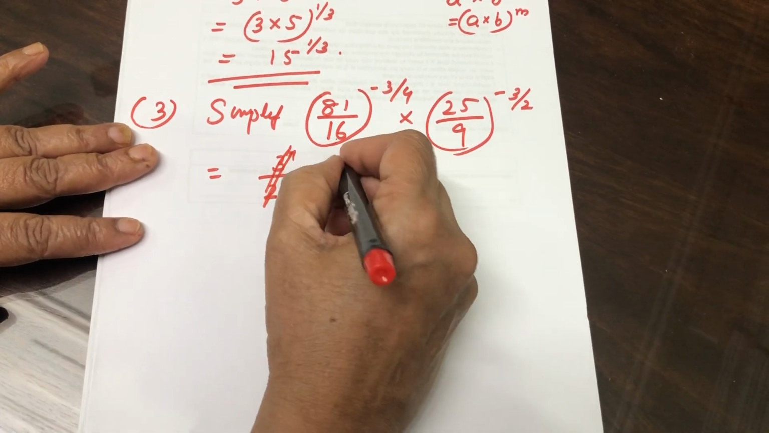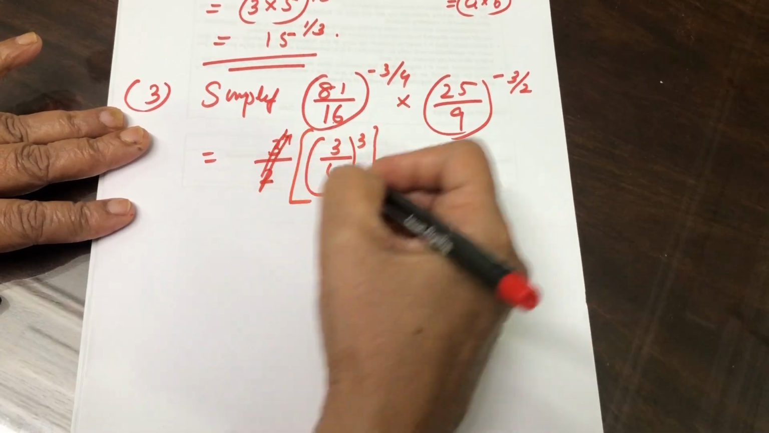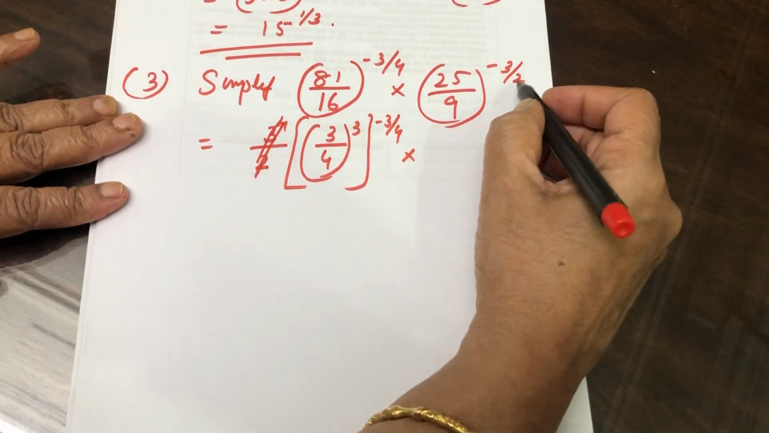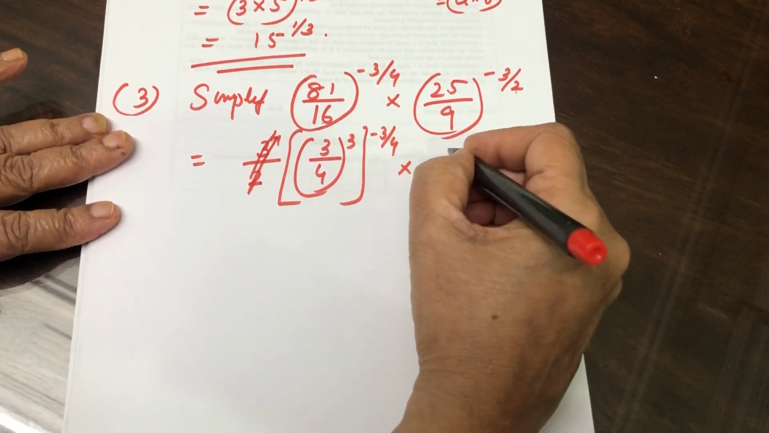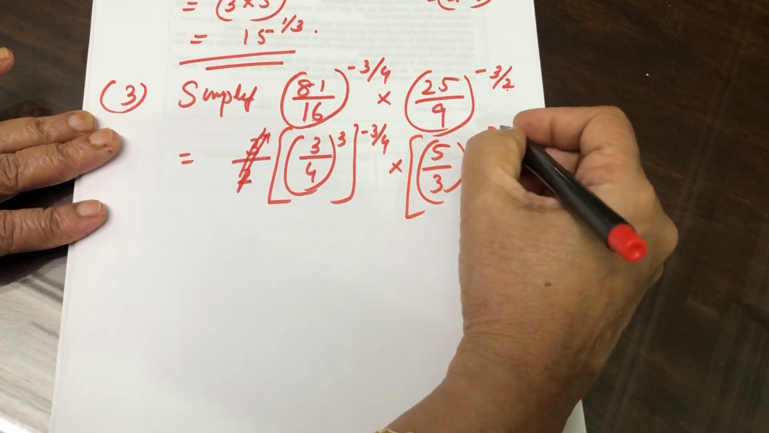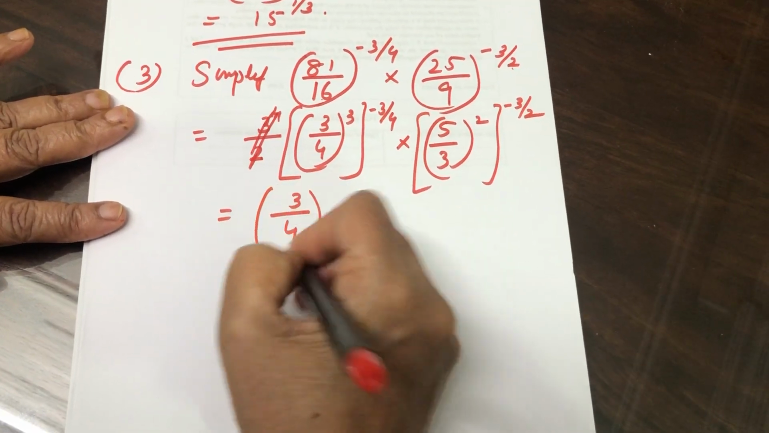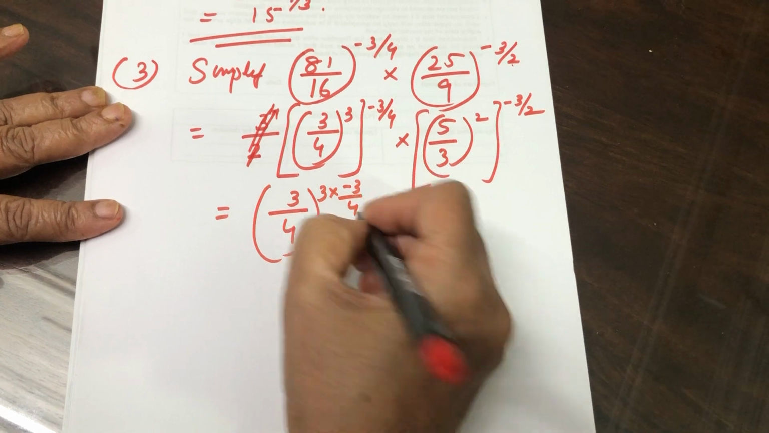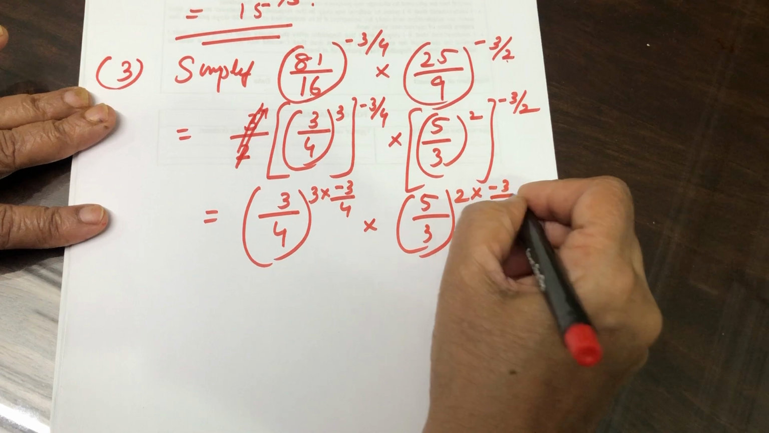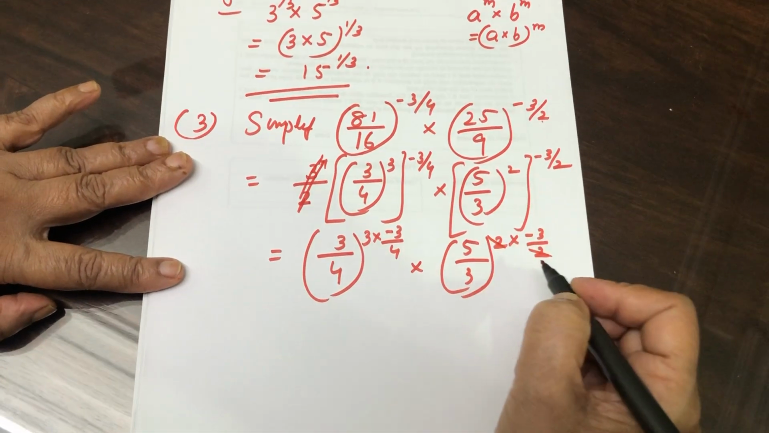So that means you can write it as 3 by 2, the whole raised to 4, the whole raised to minus 3 by 4, into this one, 25 by 9. So it is 5 squared and 3 squared, 5 by 3 the whole squared, the whole raised to minus 3 by 2. So it is 3 by 2 the whole raised to 4 into minus 3 by 4, 5 by 3 the whole raised to 2 into minus 3 by 2. So here this 2 and 2 cancel.